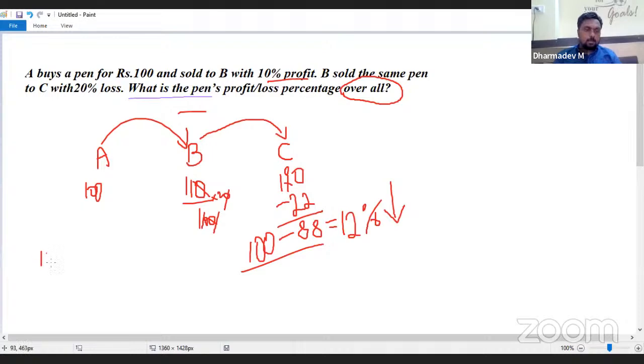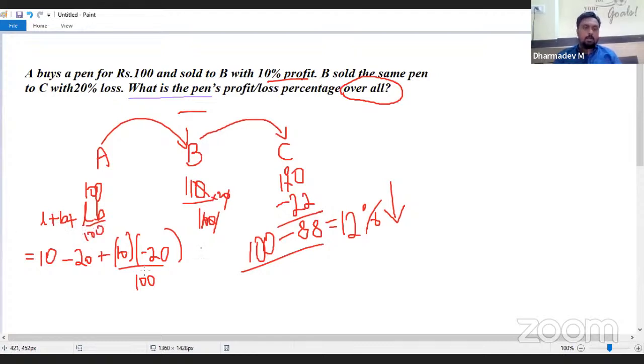That means 12% loss. The same thing we can do in the other way. That is 10% profit minus 20% loss plus 10 times minus 20 whole divided by 100. So in this case, it's like L plus B plus LB by 100, what we did for the rectangle or the other type of questions. In this method, we get the direct answer. So it's 10 minus 20 is minus 10, minus 10 minus 2 is minus 12. That means 12% loss.